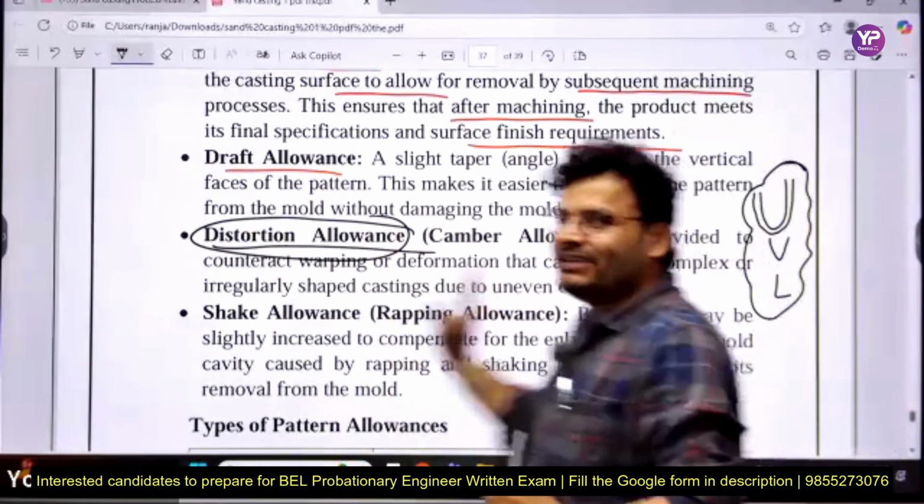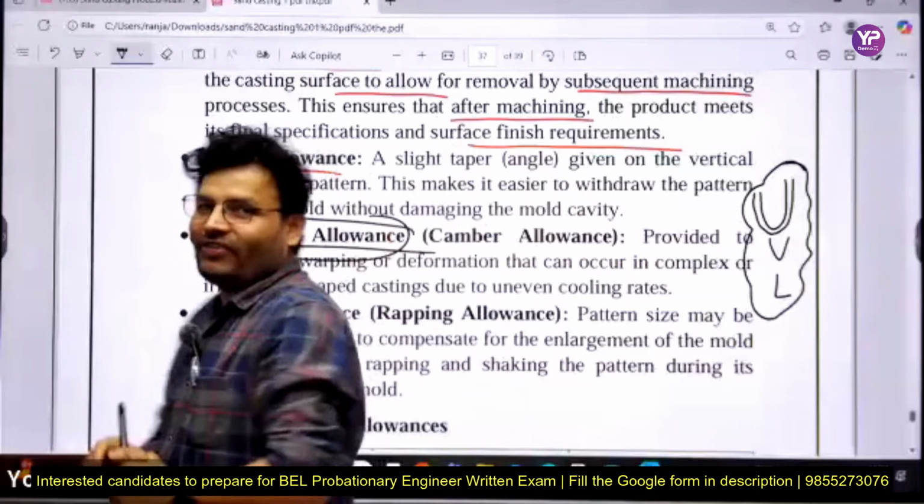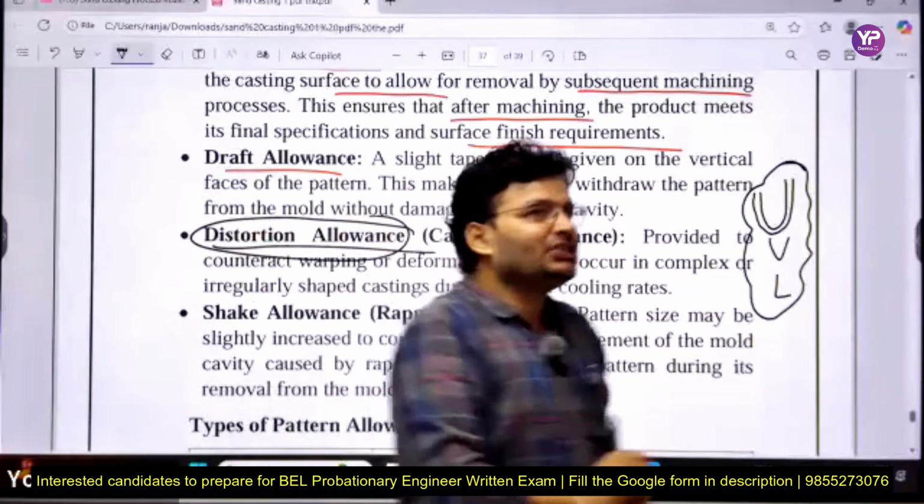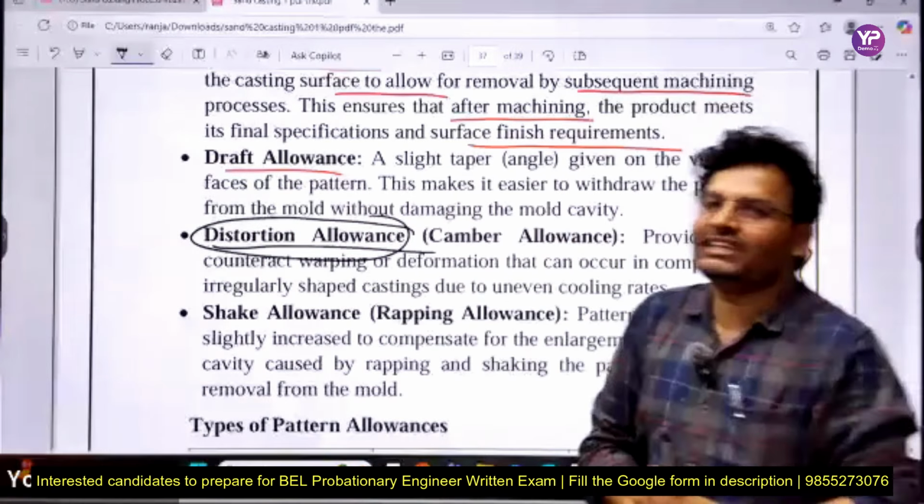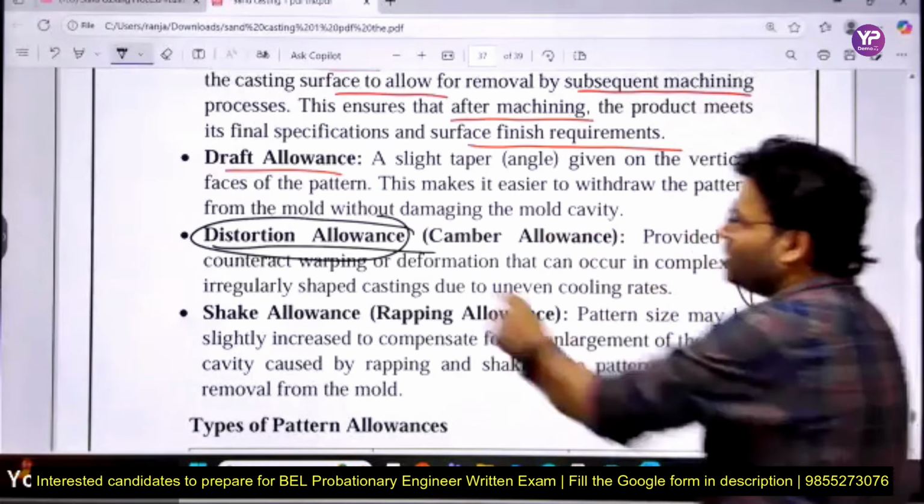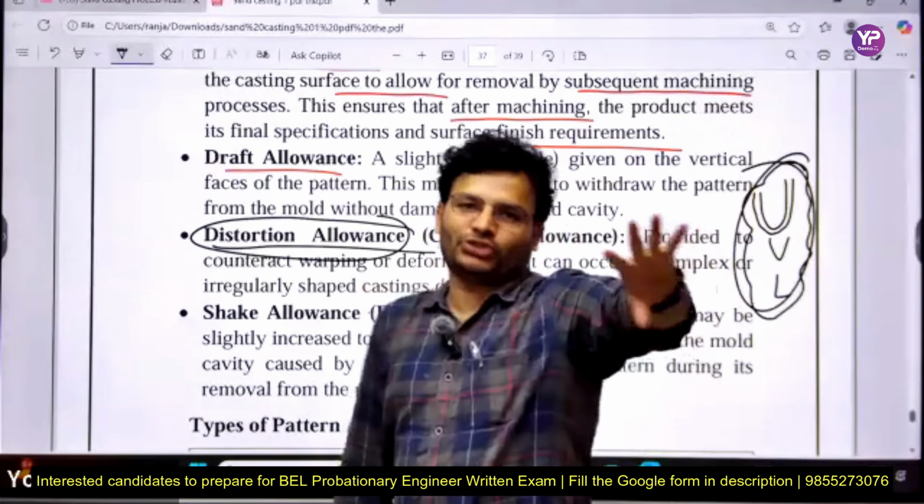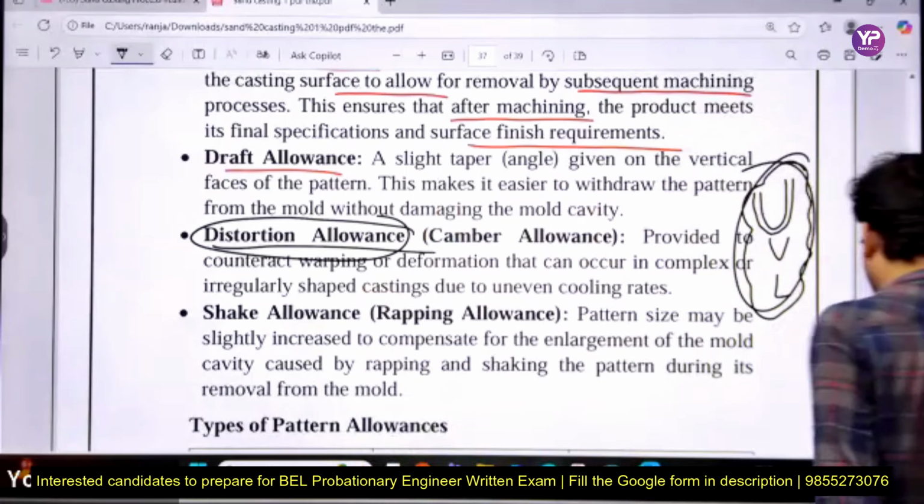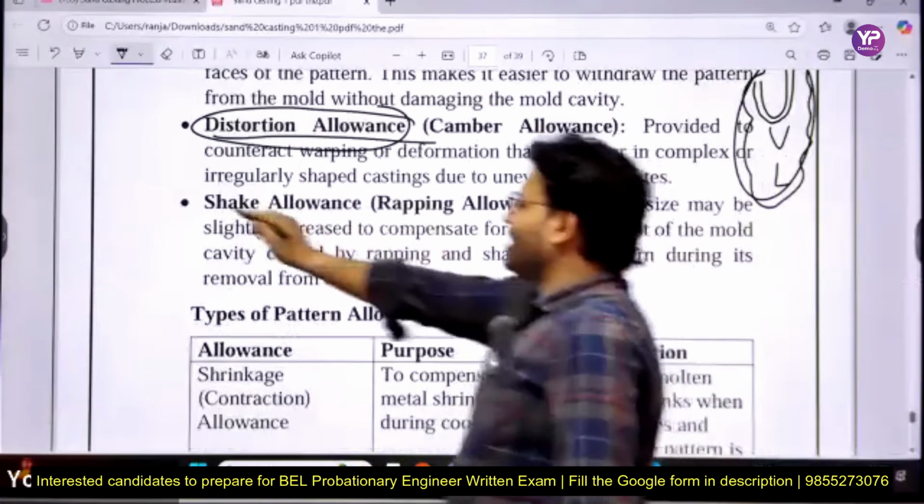Other than that, no need of distortion allowance. Clear? So keep in mind that thing. U, V, L shape, then only distortion allowance is required. Otherwise, no need of distortion allowance. Fine, sir. Now come to the shake allowance.